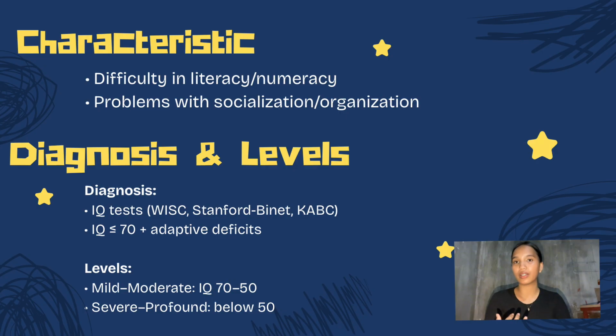Diagnosis is done through standardized IQ tests such as the WISC, or Wechsler Intelligence Scale for Children, or Stanford-Binet. A student is diagnosed with intellectual disability if their IQ is 70 or below, and they also show difficulties in adaptive behavior. There are 2 general levels: the mild to moderate, where the student can still function with support, and the second one is the severe to profound, where intensive and lifelong support is often needed.